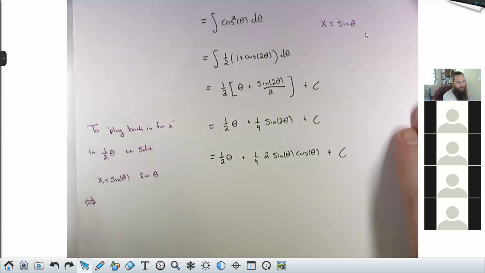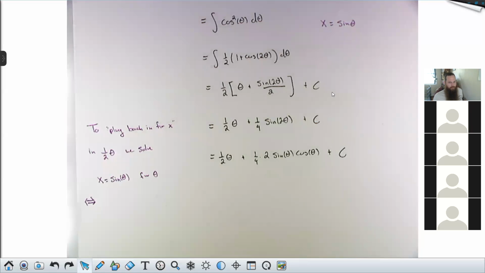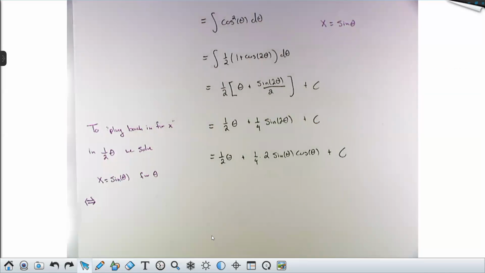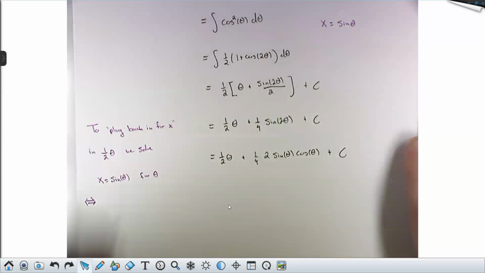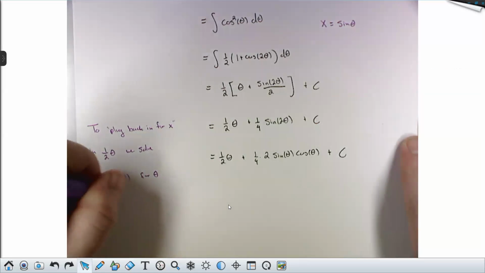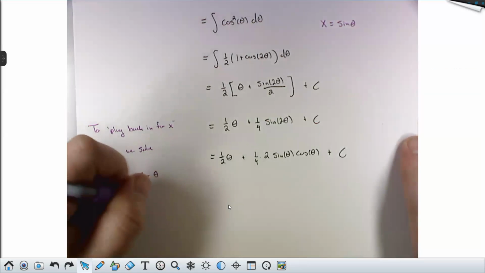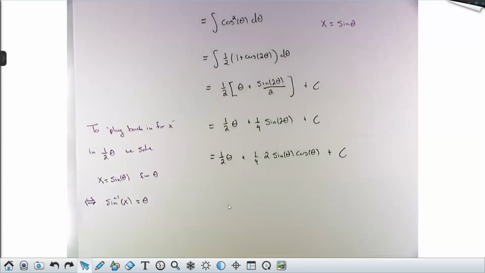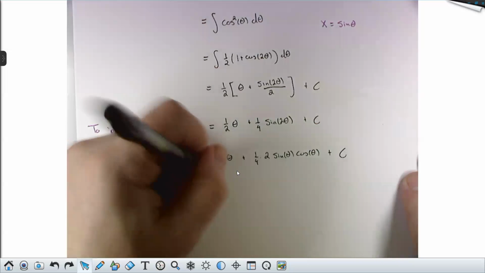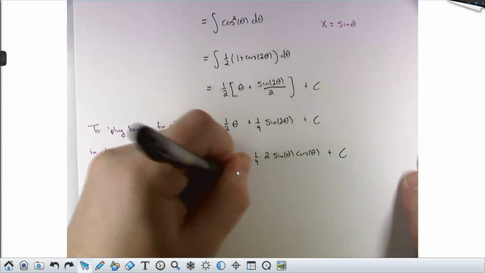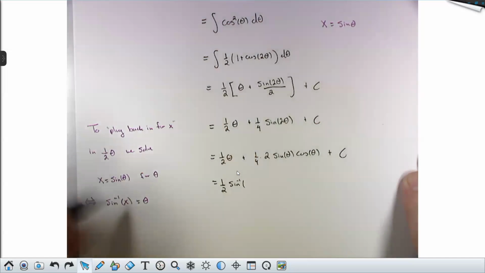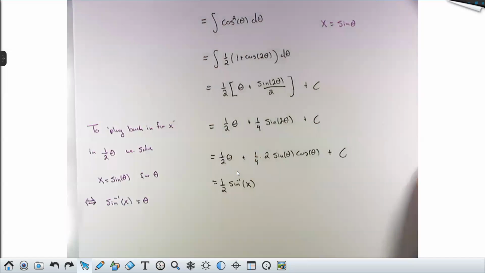How do you solve this sort of thing for theta? Arc sine. Very good. Arc sine, or the inverse sine function. I prefer the inverse notation, so I'll use that. But if you want to use the arc notation, that's fine too. All right, so this piece is going to be 1/2 times the inverse sine of, not theta, x. Sine inverse of x. 1/4 times 2 is 1/2.